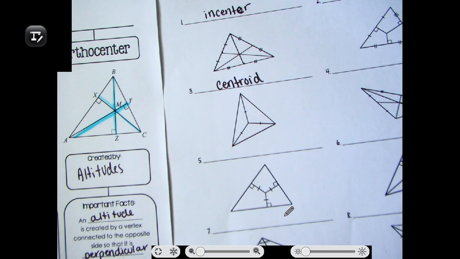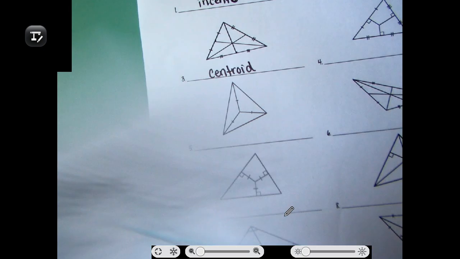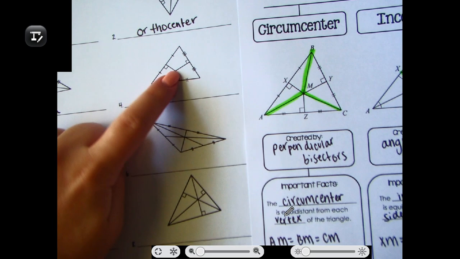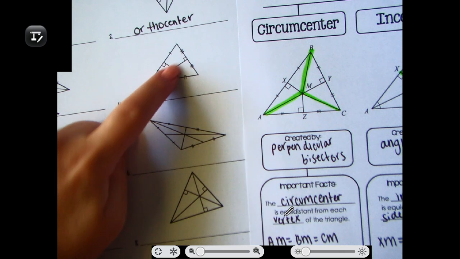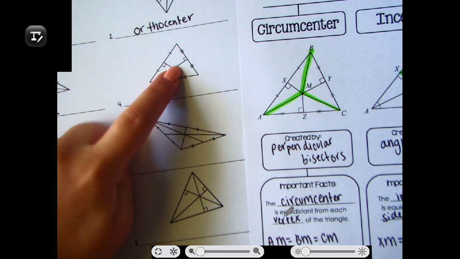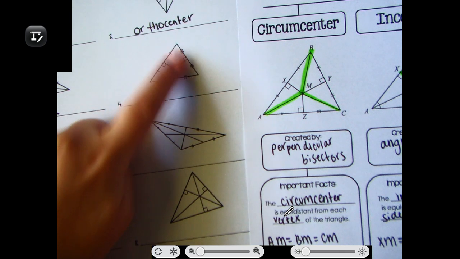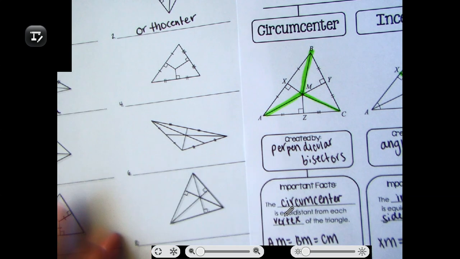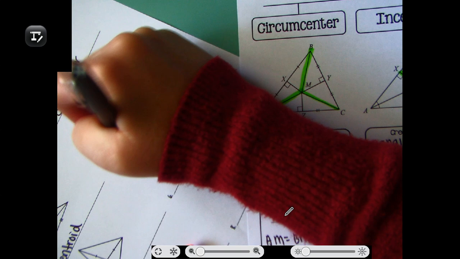Okay, and now number 4 looks very much like this triangle here. So I have these perpendicular segments here, and they're also cutting this in half. So they're perpendicular bisectors, meaning this is a circumcenter.